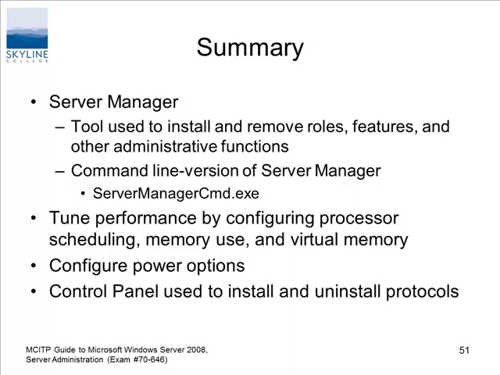Use the Control Panel to install and uninstall protocols. What protocols do you want? What protocols do you need? TCP/IP is installed by default, including IPv6. You probably don't want to take IPv6 off, because Windows actually uses it for some of the functionality within the network. It doesn't cost you anything, so you might as well leave it on. And eventually we're going to go to IPv6 anyway, eventually being sometime within the next 20 years, I'm guessing.